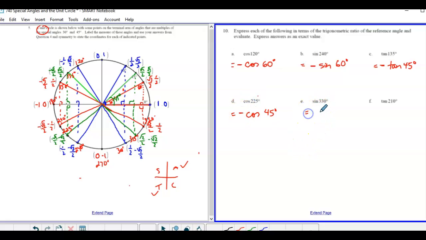Okay, reference angle of 330 is going to be 30 degrees. So it's really important to know how to get your reference angles. Sine is positive for 30 degrees, but negative in the fourth quadrant. So that's going to be negative there. And then reference angle for 210 is 30 degrees. And that's in the third quadrant, which is negative, so we don't have to change a thing.